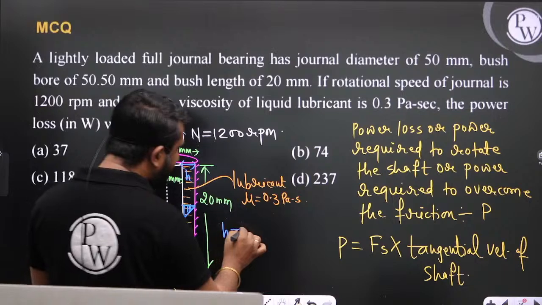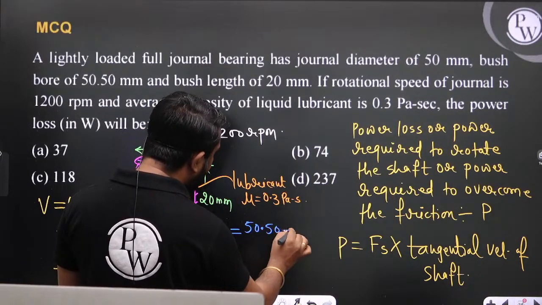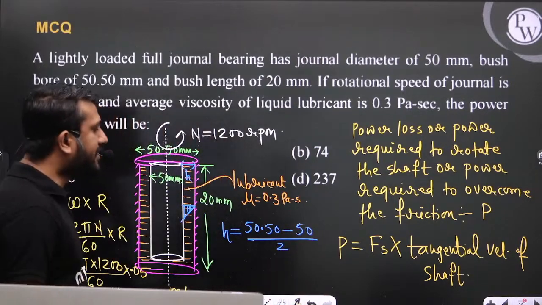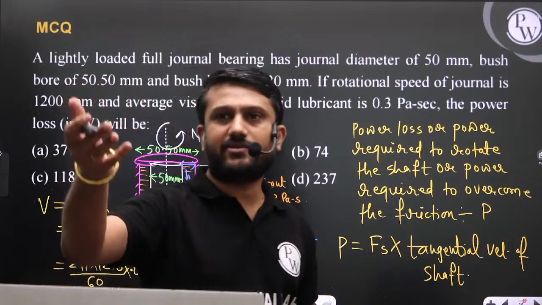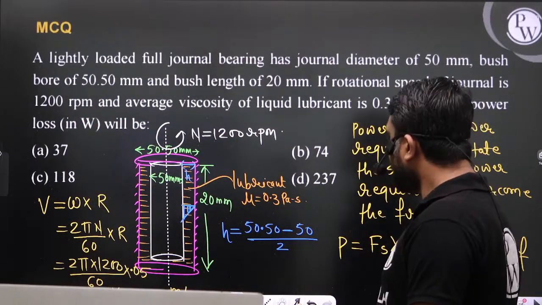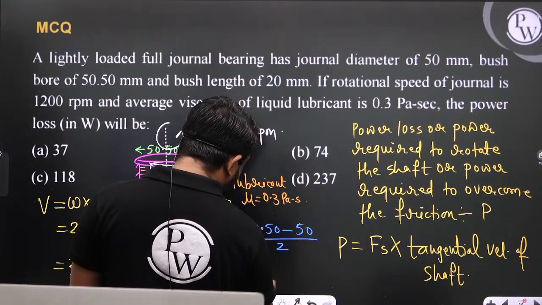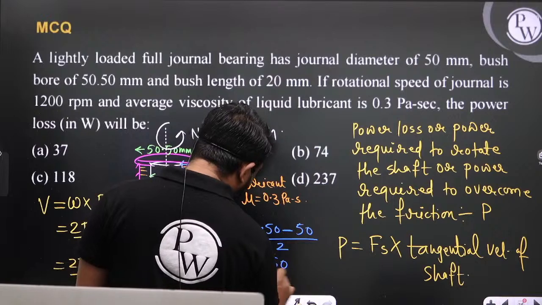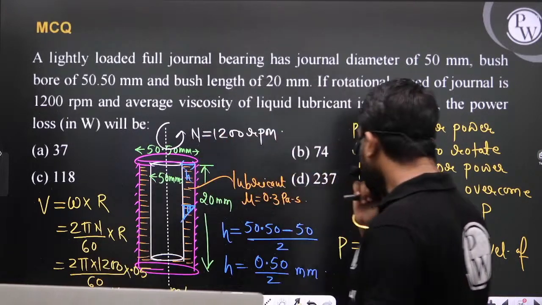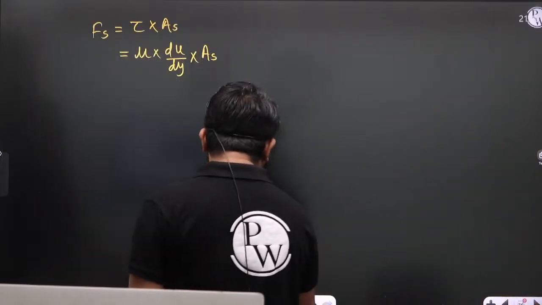And that radial clearance is 50.50 minus 50 divided by 2, right? Because 50.50 minus 50 is the diametral clearance, and if you divide by 2, then you get h. So h is nothing but the radial clearance. So h is 0.50 divided by 2 millimeter, right?